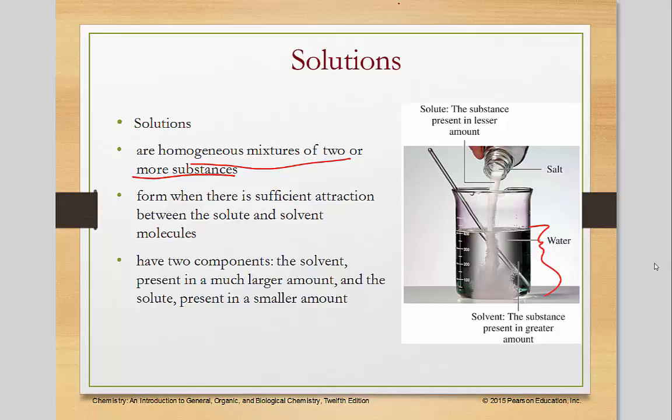These form when sufficient attraction between the solute and the solvent molecules exists, meaning that they're attracted to one another. This goes into the idea of "like dissolves like." They need to be able to interact. We're going to look at this phrase again later.